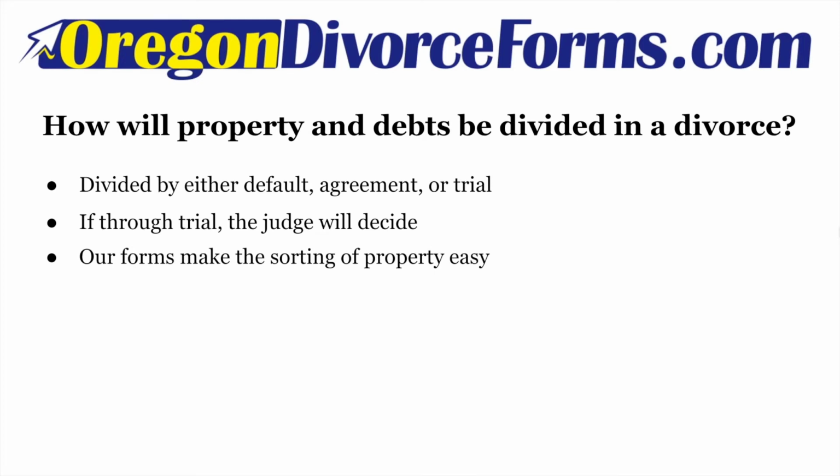OregonDivorceForms.com makes the sorting of property easy by containing a property and debts exhibit sheet in both the initiating forms and the default and judgment forms. This simplifies the sorting of real property, personal property, and debts with convenient categories such as vehicles, furniture, jewelry, and real estate, for example.